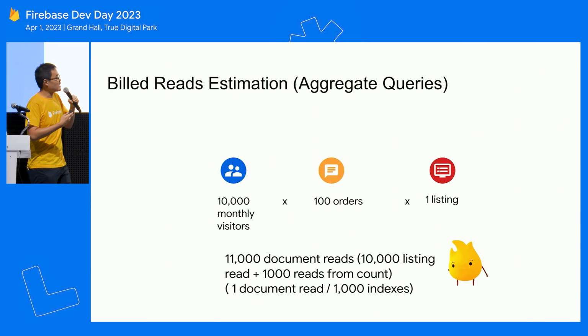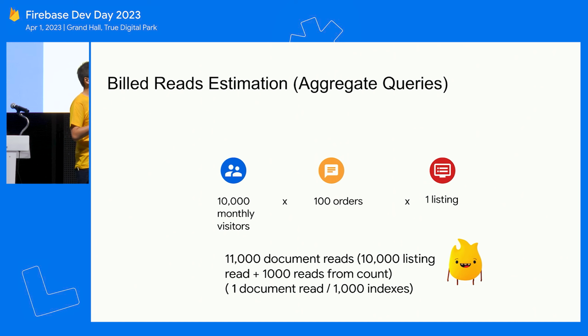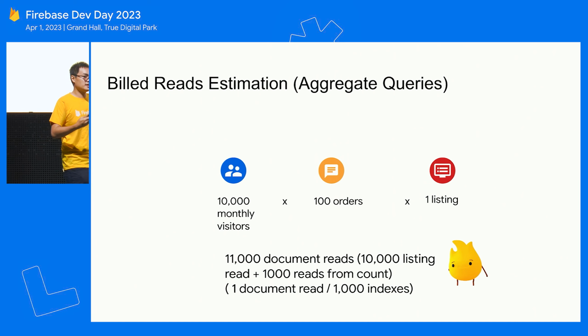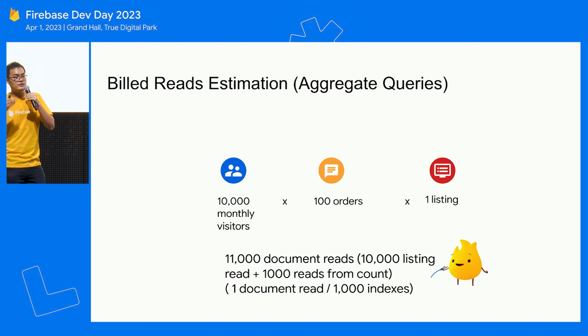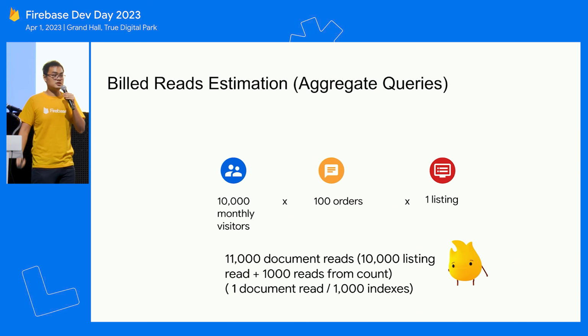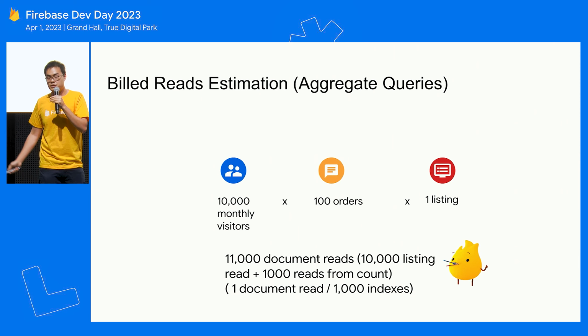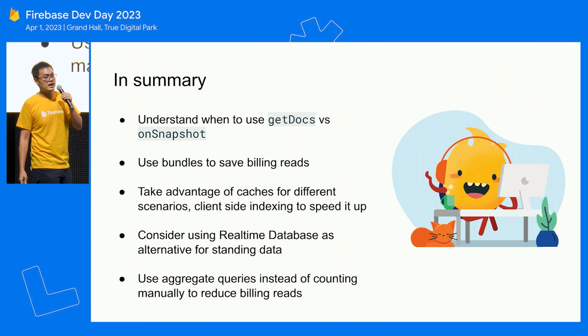The reason you are charged an additional 1,000 reads is that the get count from server is charged based on the number of indexes that are available in your document. So it has to go through every single index that is available for your collection for you to get this number. So it's a lot cheaper than just using the get count. This is a really great API to try.